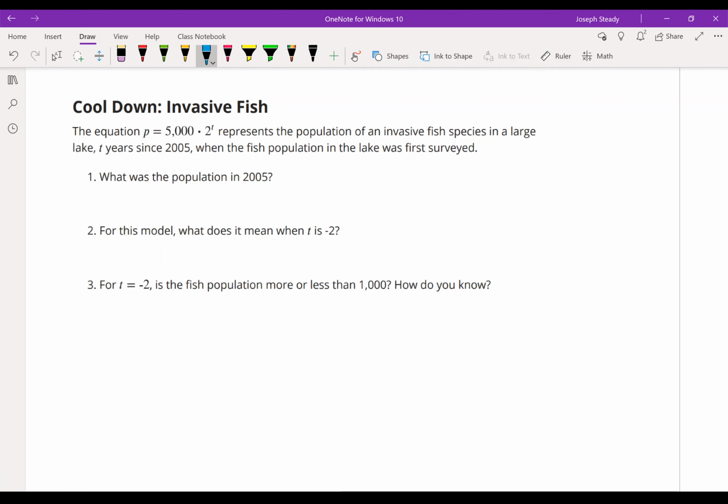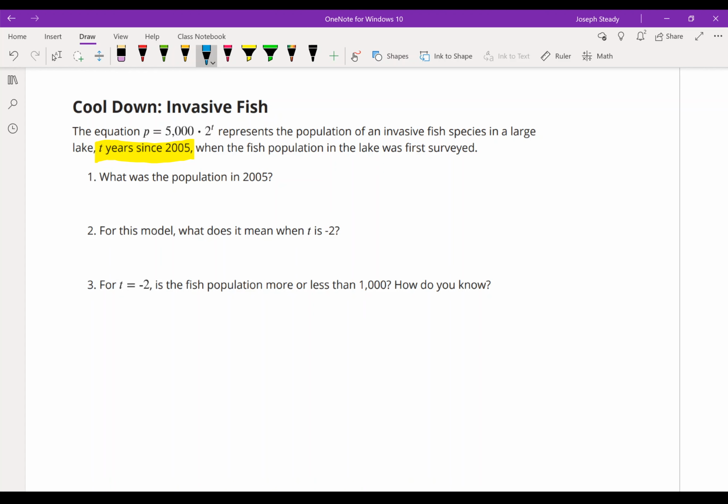In our cooldown for lesson 5.7, we are given an equation that models the population of an invasive fish species in a big lake. And they point out an important thing here. T is how many years it has been since 2005, which is when they first measured the population. So first question up, what was the population in 2005?